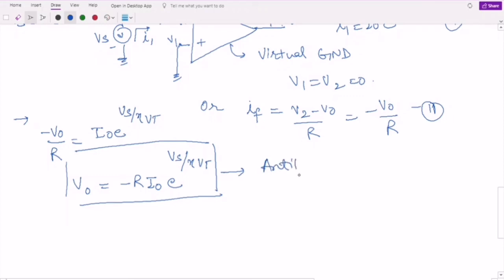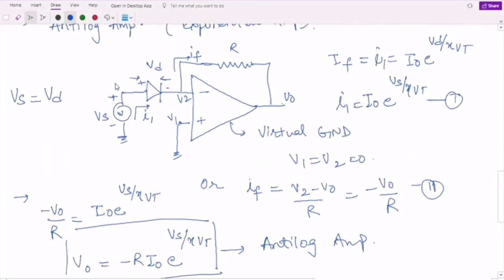Now similarly you can obtain the same expression using your transistor. When I connect the transistor in place of a diode, I will make use of the transistor forward current, and I will obtain the same expression.